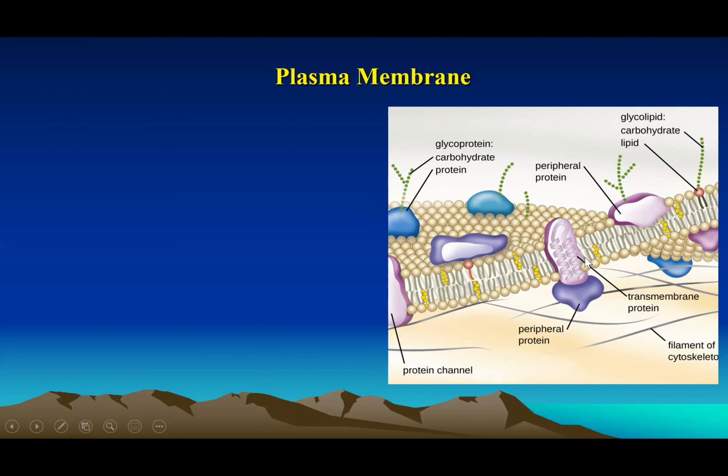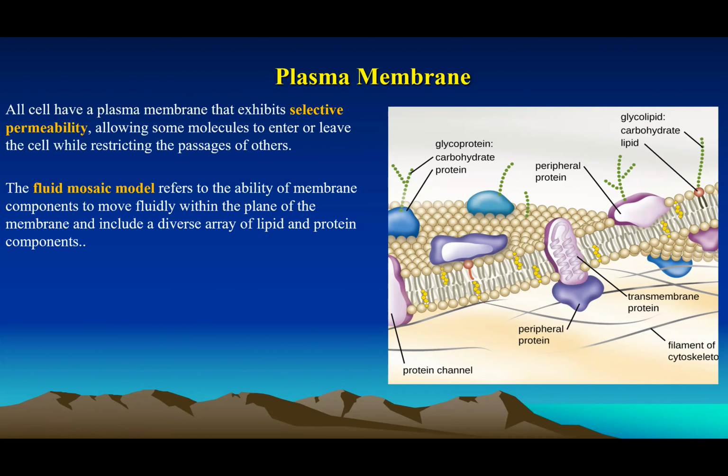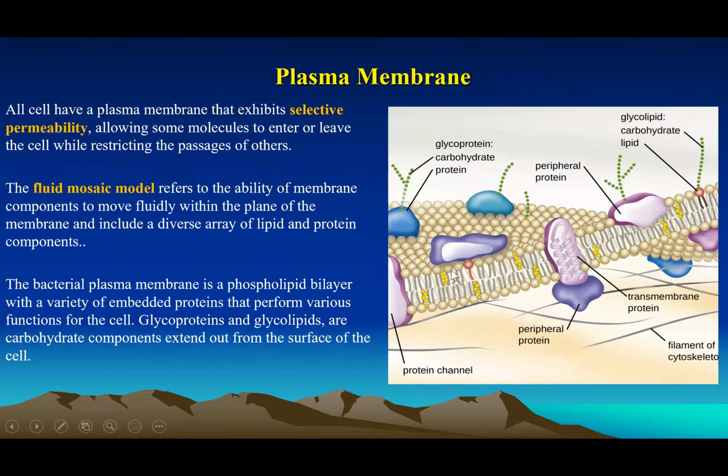The main nature of the phospholipid bilayer is that it is selectively permeable. This plasma membrane is selectively permeable, meaning it will allow certain substances to enter and it will stop some substances from entering. So it's like a security guard. It will monitor what is entering the cell. The phospholipids are in constant flux. That's why it is called fluid. And because there's a variety of proteins and carbohydrates connected to it, like a glycoprotein or a glycolipid, it is called a mosaic.